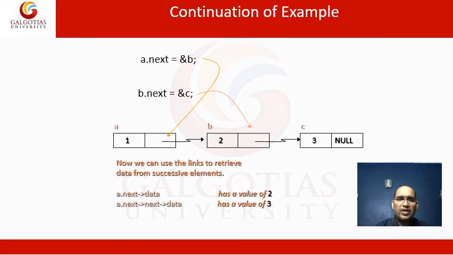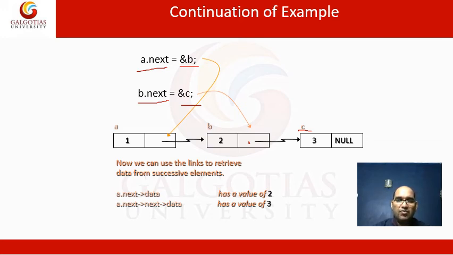After that, we can store in a.next, the second field of a, the address of b. We can find the address of b by using this particular address operator. And we can write b.next is the address of c. We can find the address of c using the address operator, and that value can be stored in this. Now we can use the links to retrieve data from successive elements.